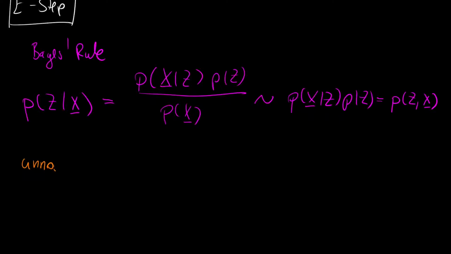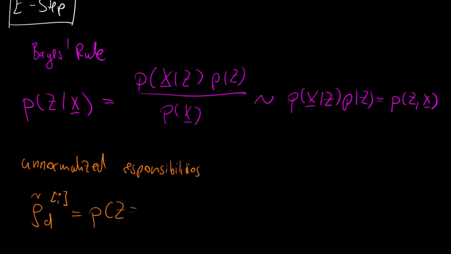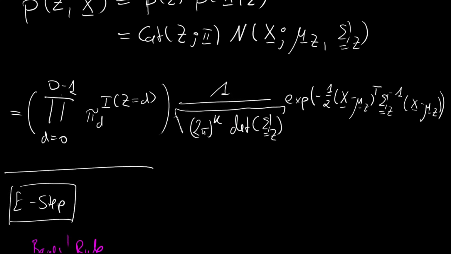So we have unnormalized responsibilities, and I will indicate them with a tilde on top. So we have again rho, lower index d, upper index i, tilde for unnormalized, and we calculate them by then plugging in the joint distribution. So we say that P of z is d and x is the x_i of observation. And then important, we use old parameters for this. So we can evaluate this. And essentially what we have to do is then we plug this in here.